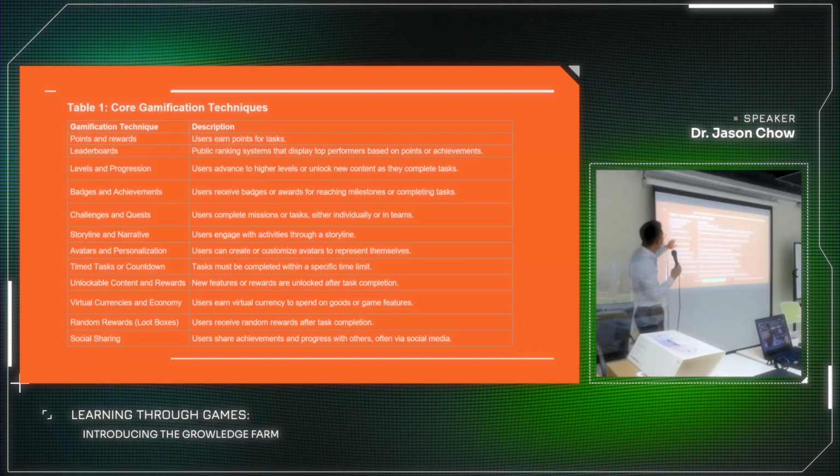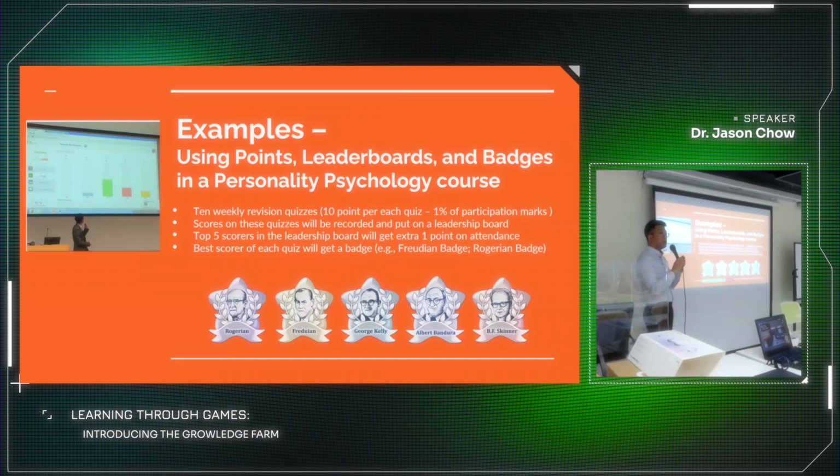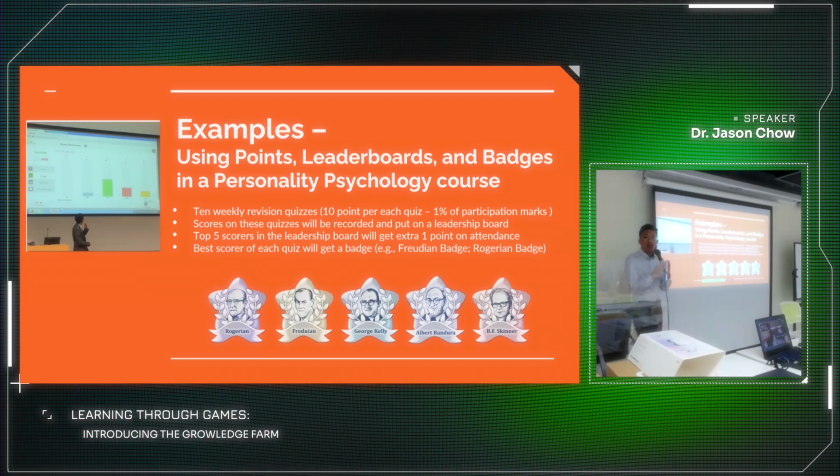Sometimes we will have levels and progression. It means that they can advance to a higher level of task or unlock new content when they complete a certain task. So these are some elements that we usually see in commercial games. So the question is, are they really useful or effective? Personally, I have experienced some of these techniques in my classes before. And this is an example of using points, leaderboards, and badges in a personality psychology course some time ago.